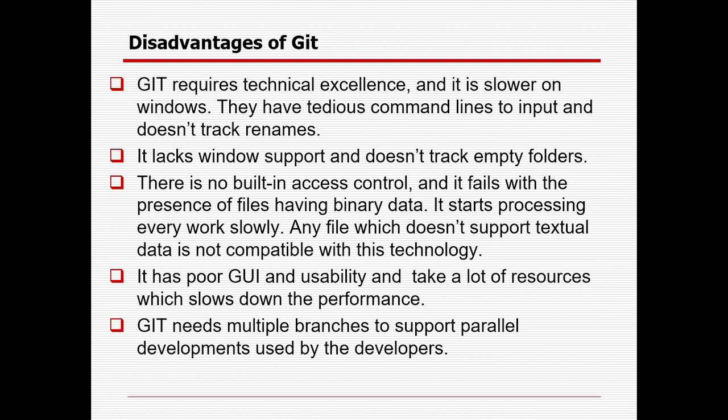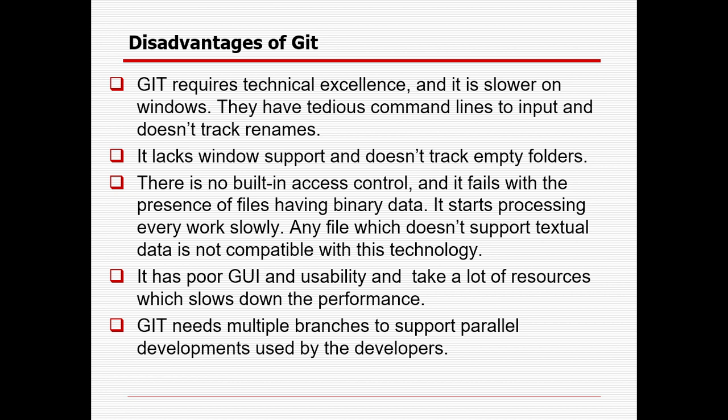Git requires technical excellence and it is slower on Windows. It has a tedious command line to input and does not track renames. It lacks Windows support and does not track empty folders. Right? In case you try to add an empty folder, it will create some problem. There is no built-in access control, and it fails with the presence of files having binary data. It starts processing everything slowly. Any file which does not support textual data is not compatible with this technology.